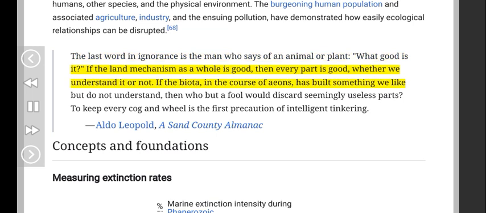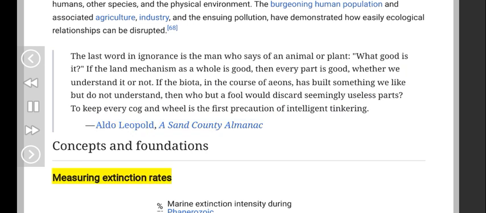The last word in ignorance is the man who says of an animal or plant, what good is it? If the land mechanism as a whole is good, then every part is good, whether we understand it or not. If the biota, in the course of eons, has built something we like but do not understand, then who but a fool would discard seemingly useless parts? To keep every cog and wheel is the first precaution of intelligent tinkering. Aldo Leopold, A Sand County Almanac.